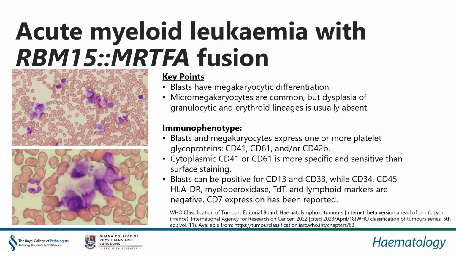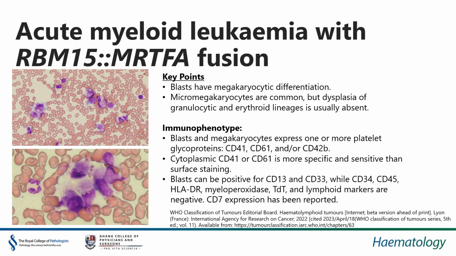The cytoplasm is often agranular, basophilic, and may also have a blebby appearance. Micromegakaryocytes are quite common, but the dysplasia of the granulocytic and the erythroid lineages is usually absent. So any potential dysplasia is predominantly within the megakaryoblasts.